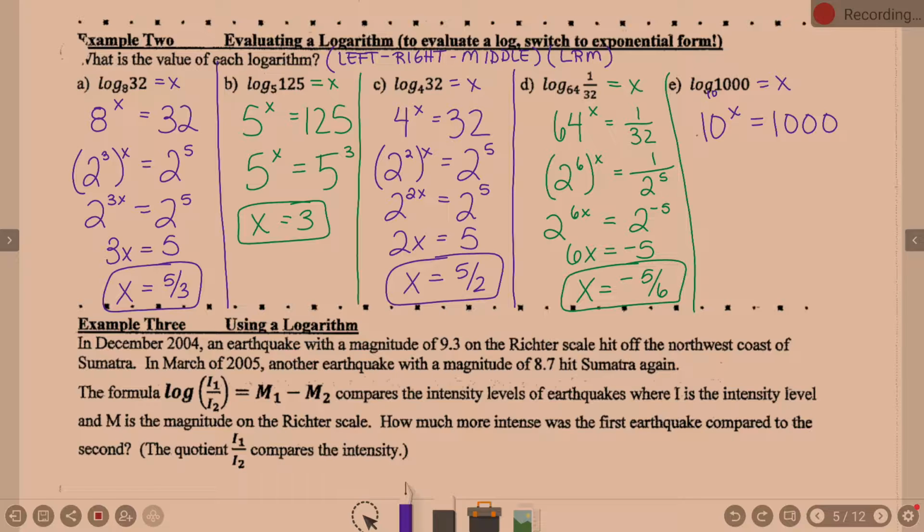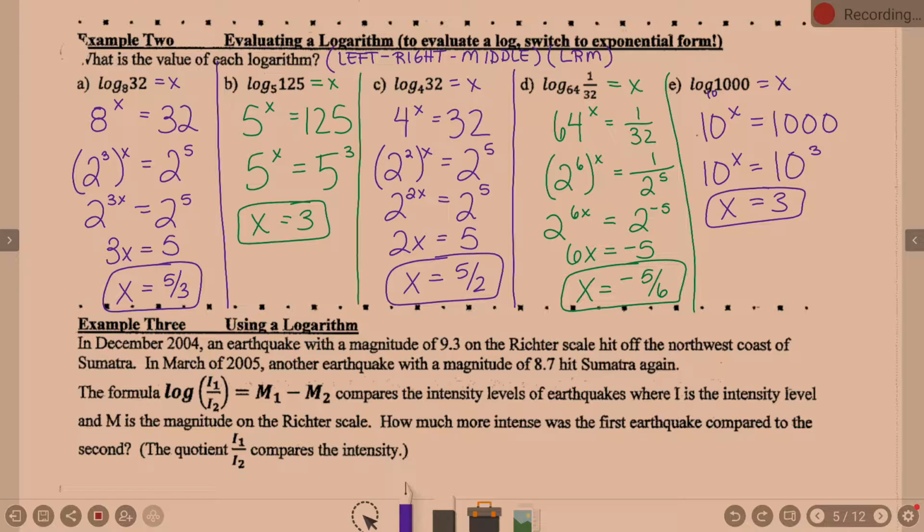What is that? 10 to the third, right? Because 10 times 10 is 100, times another 10 is 1,000. When you have a 1 with zeros, the shortcut is that a 1 with zeros is 10 to however many zeros there are, that's the power it is. So 1,000 is 10 to the third. So now I have 10 to the x equals 10 to the third. Well, the bases are the same, so x equals 3.